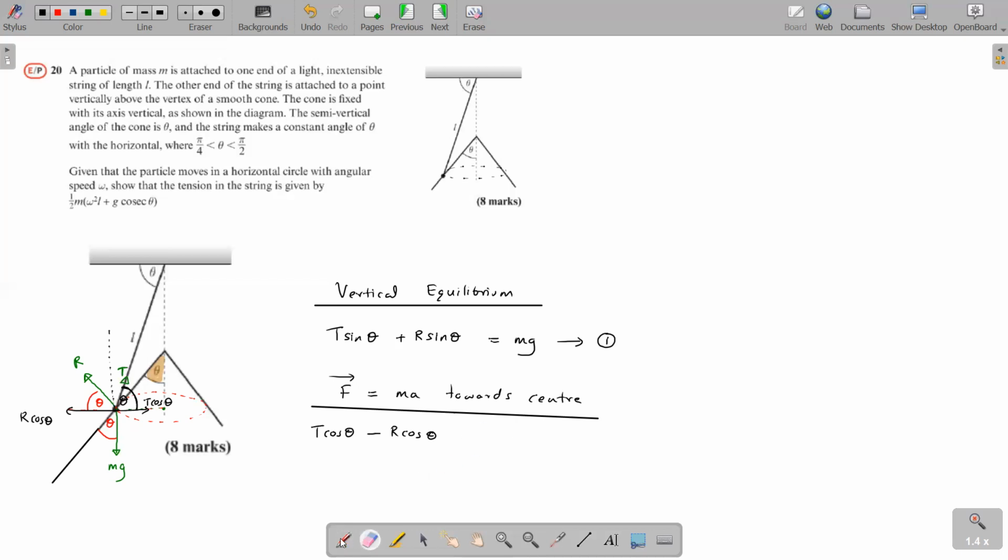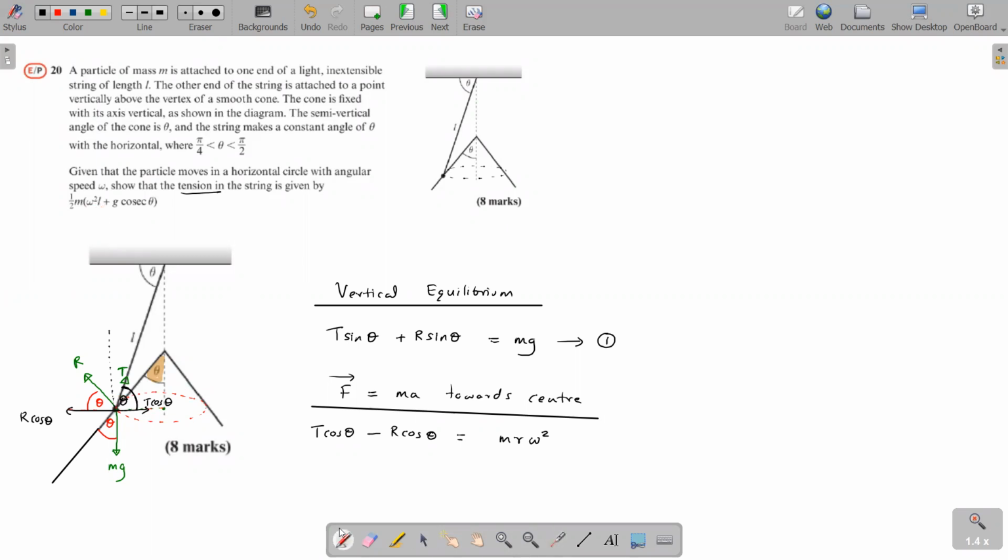Our answer is supposed to be in terms of omega, so we'll use m r omega squared. We are supposed to show the tension, so we need to make T the subject. We can see that m is already there and omega should be there, but we don't have an R. R here represents the radius of this circular motion, but they have used L instead.